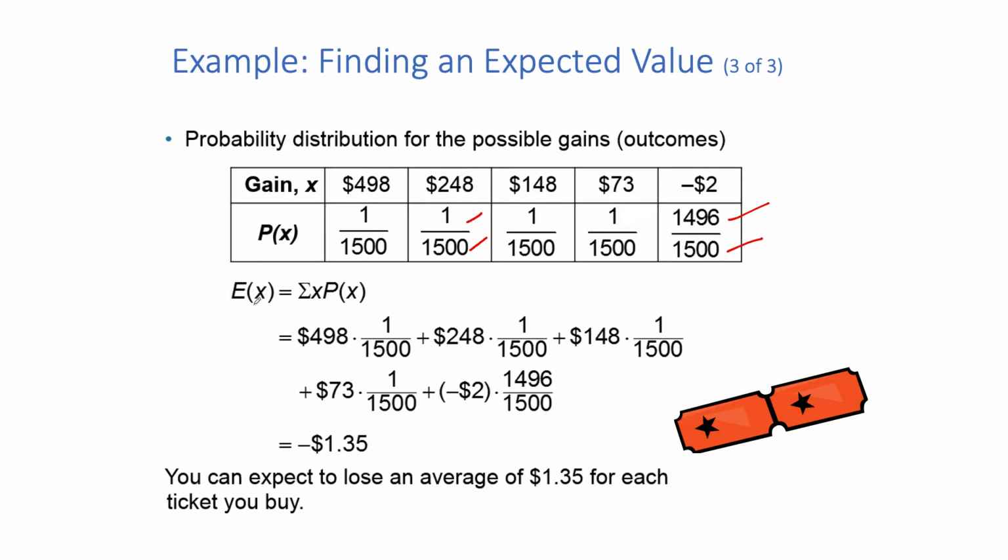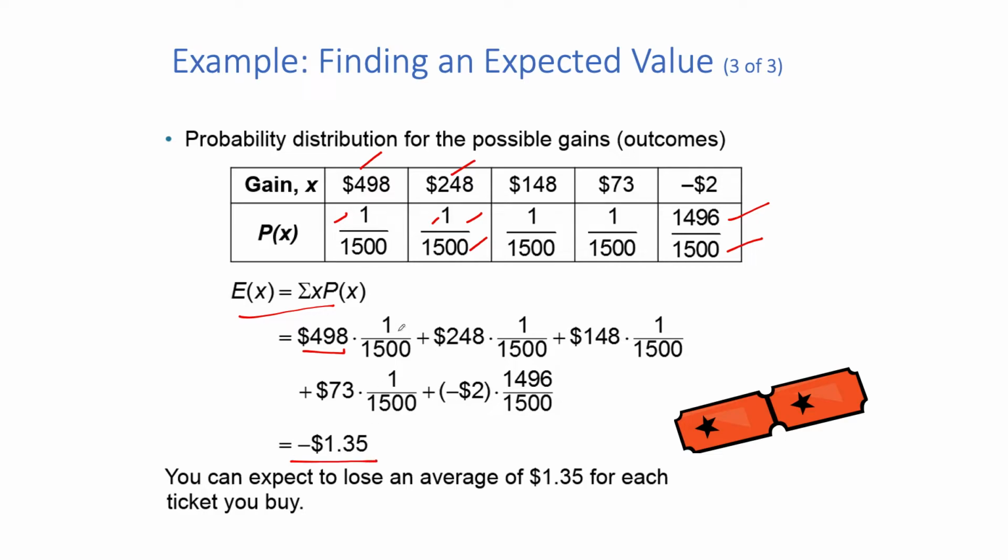Okay, so if I calculate the expected value of X, I would make $498 with a probability of 1 over 1500, plus I would make $248 with a probability of 1 over 1500. So this is X times P of X. For each of these values, I take the value of X multiplied by its probability, and then plus take this value multiplied by its probability, plus the third value multiplied by its probability, the fourth value multiplied by its probability, and then the fifth value multiplied by its probability.